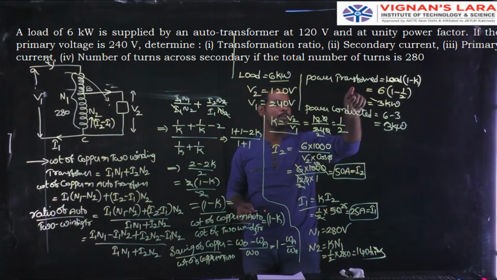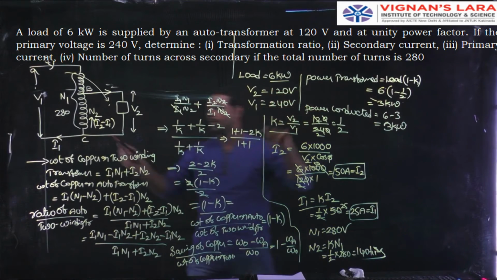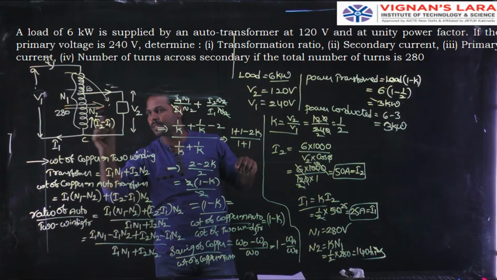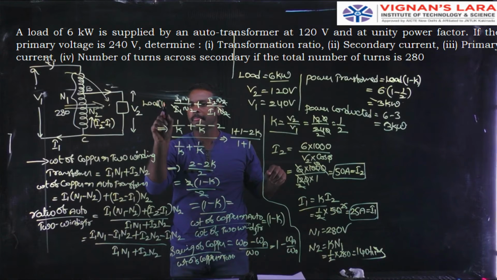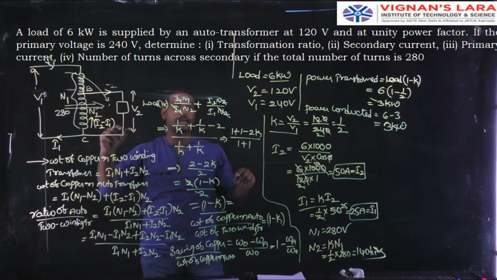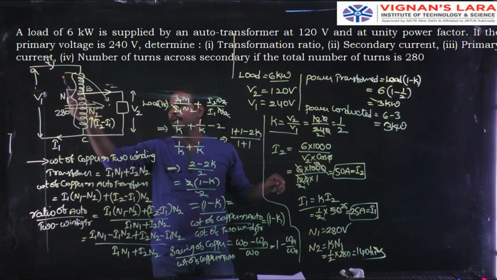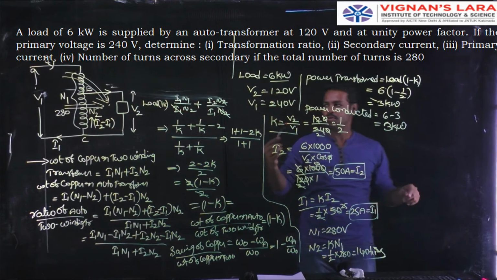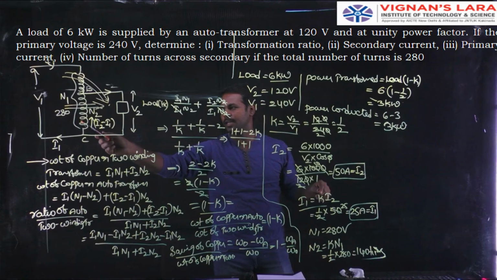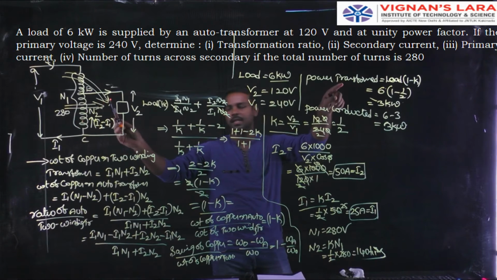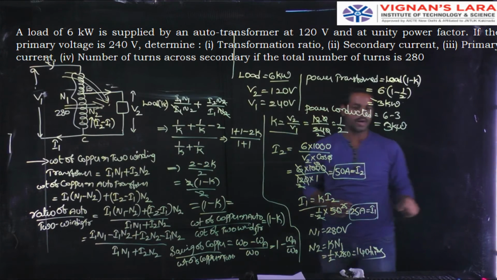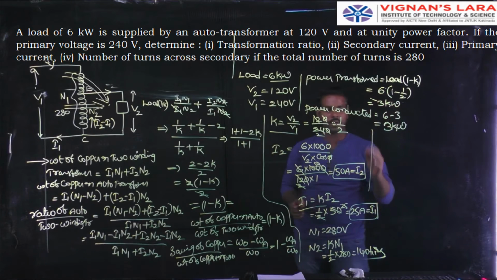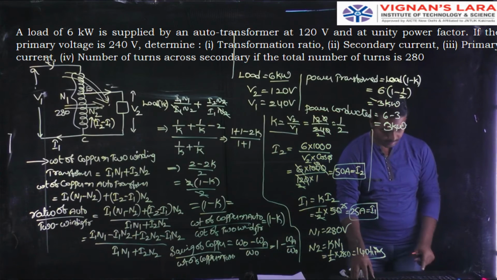So power transformed is equal to load into (1 minus K). That is the power transmitted in this path. But in the case of power conducted, the remaining winding is to transmit power to the load. So that is the difference: total load minus power transmitted by induction, which is 6 minus 3 is equal to 3 kilowatts. That is the process for calculating all the parameters.